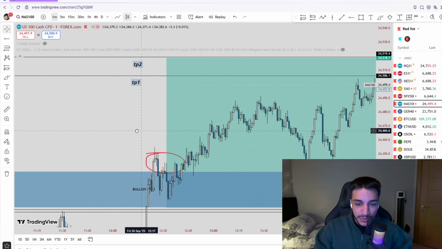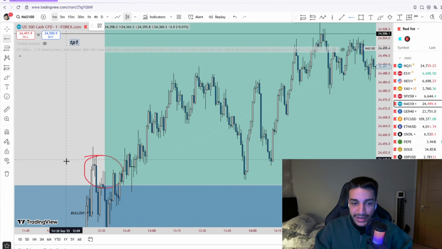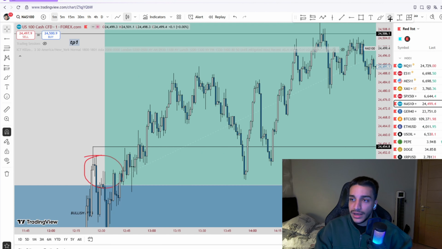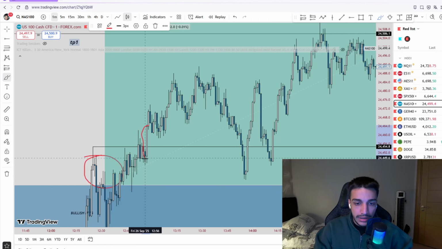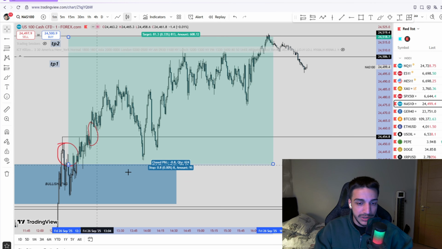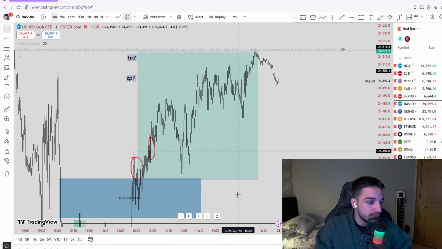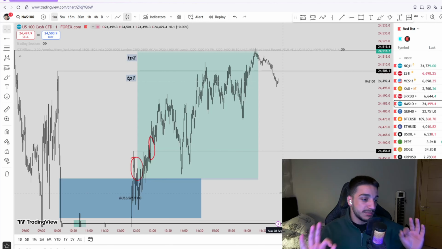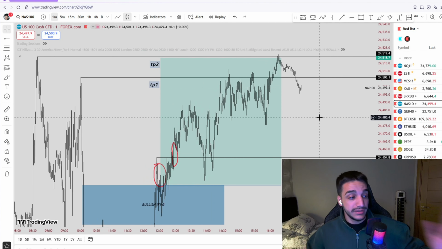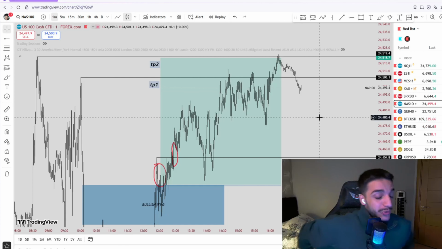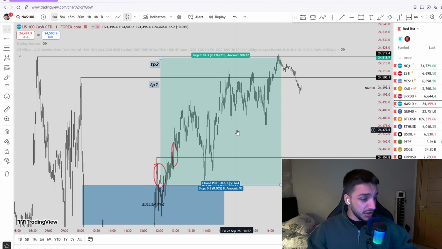For example, this area was my break even area. As soon as price crossed that area with this candle, I put my stop loss to break even, like that. So it was a risk free trade. It doesn't matter if I lose it because I have no chance to lose it. If it goes to my entry point, then I make $0. But if it goes to my take profit one and take profit two, I was making $6,000. It's a very good risk to reward ratio, right?